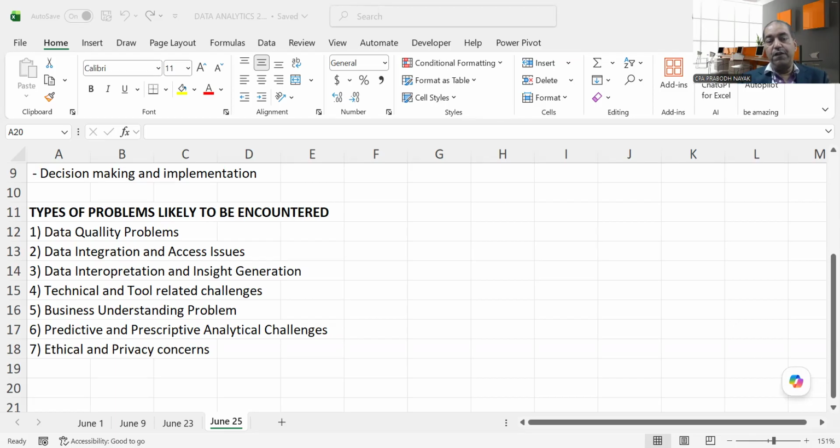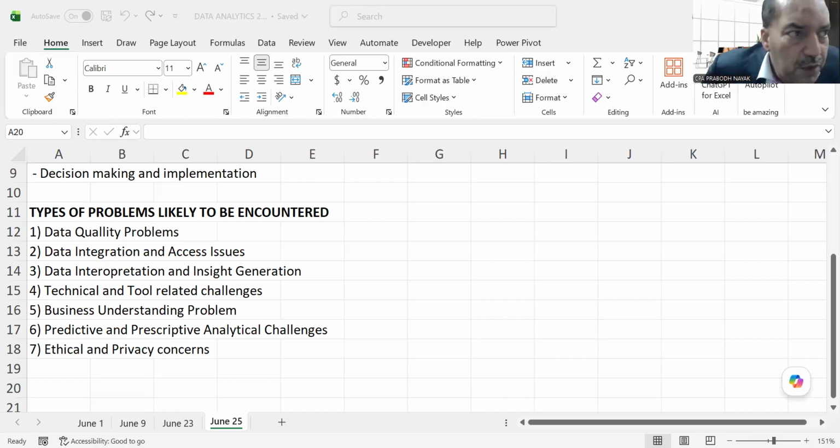The last one, ethics and privacy concerns. Ensuring data compliance with rules and regulations. Handling sensitive customer or employee data responsibly. For example, biometrics. When the Aadhaar card was done in India, they collected the biometrics. All biometrics is sensitive information of the people in India. In a company, it is the employees or the customers. So, handling sensitive customer information.